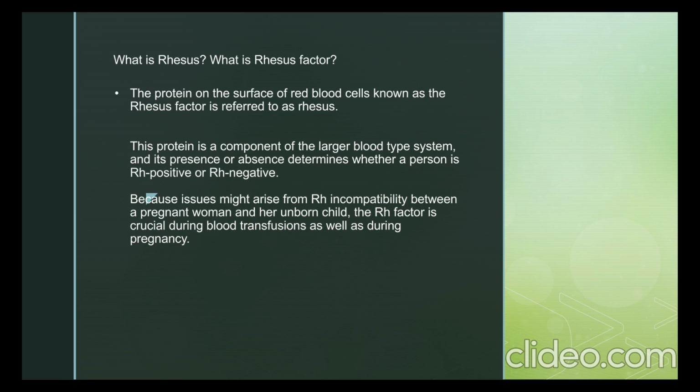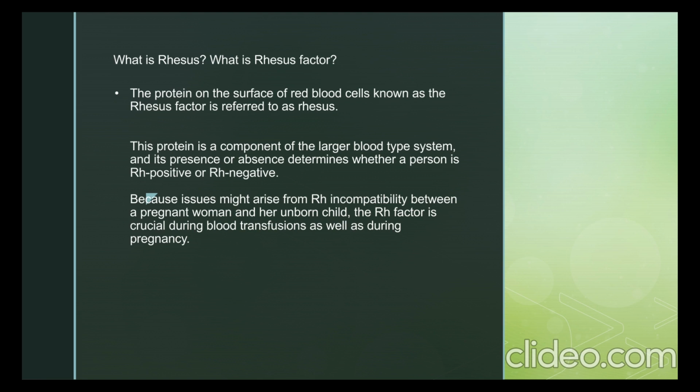The positive and negative show whether the Rh antigen, better known as antigen D, is present. If antigen D is present on the surface of the red blood cell, then you are an Rh positive person. This is important to know because certain issues might arise from Rh incompatibility between a pregnant woman and an unborn child.